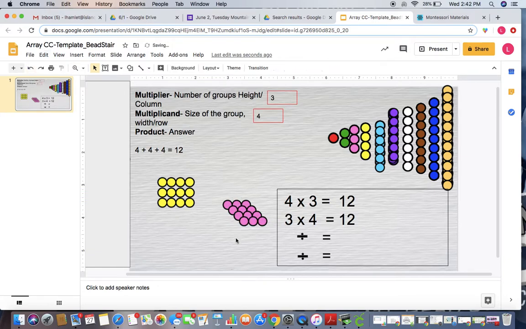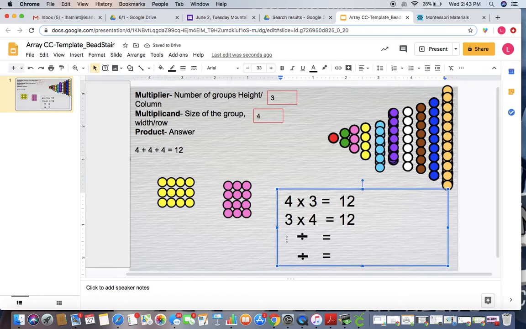What you'll notice is when we stack them, we would get the same array size, just flipped in a different direction. So this is the array for 3 times 4. Still have 12 beads, it's the same size. In fact, we could turn it to see that they're the same, just it's how they're laid out differently. So there's two number sentences that we can use for this.